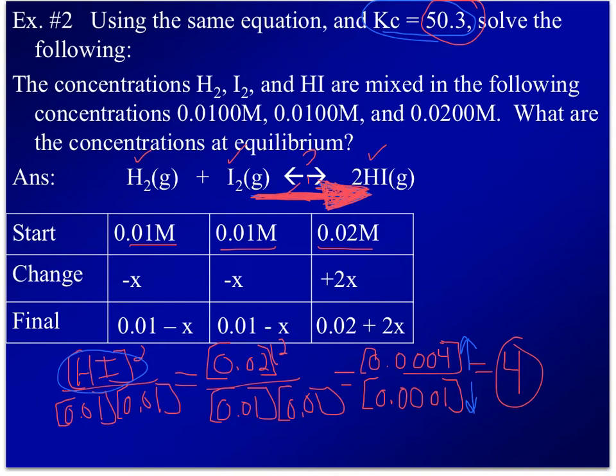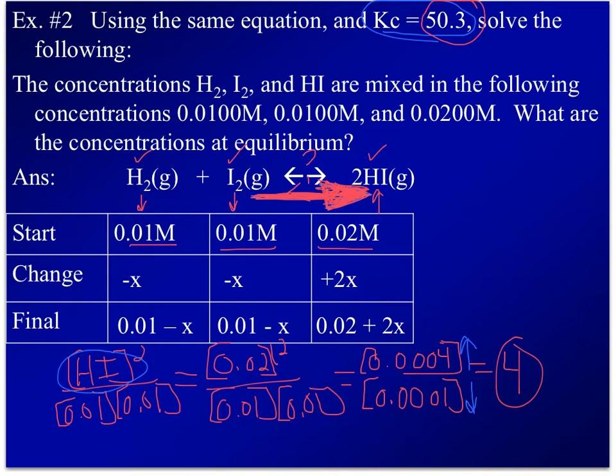What's the top? It's HI. So that means we're going to shift to the right, meaning we're going to make more of HI, so this is going to increase. At the same time, what are we going to use to do that? I2 and H2. So those are going to decrease.